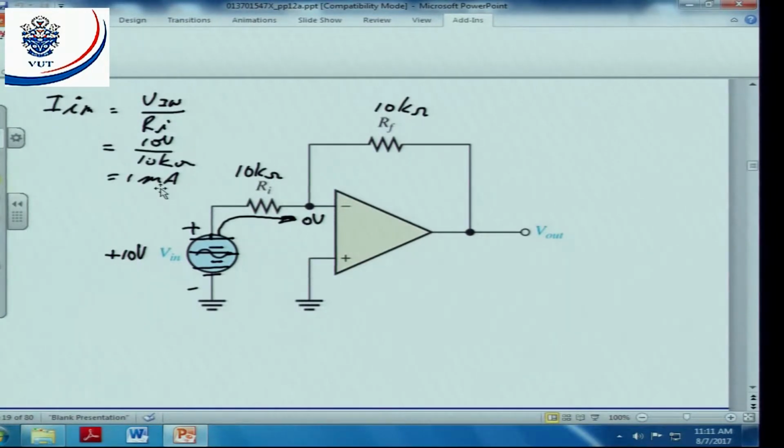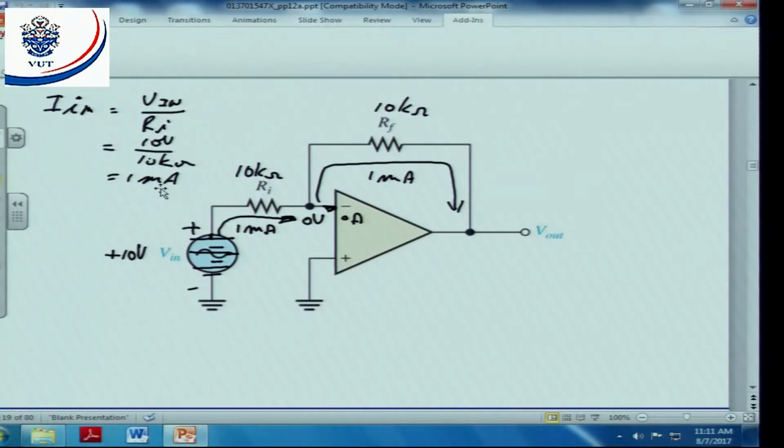Now we know the input impedance of the device is very high. That means nothing is going to flow into the device. I can say there's 0 amps flowing there. Now what does Kirchhoff's current law state about current flowing towards a node? If there's only one node, it's equal to the current flowing away from that node. That means there's 1 milliamp here flowing towards a node. That means nothing is flowing into the op-amp. That means there should also be a current there of 1 milliamp. Everybody with me?